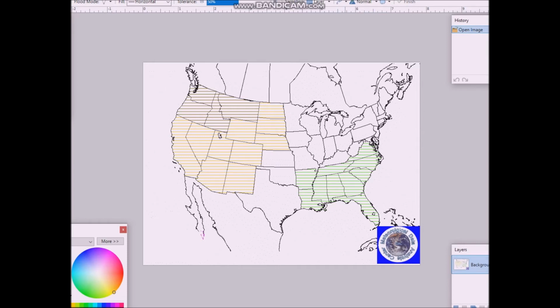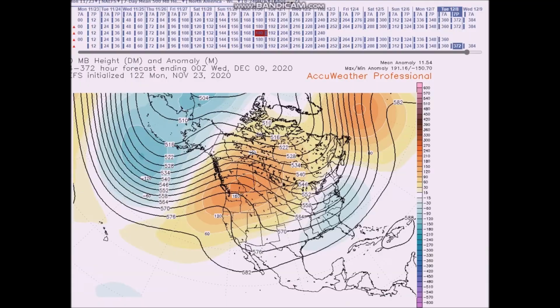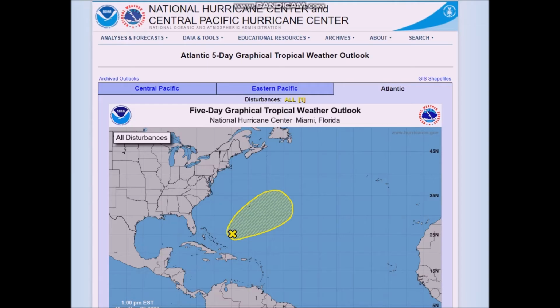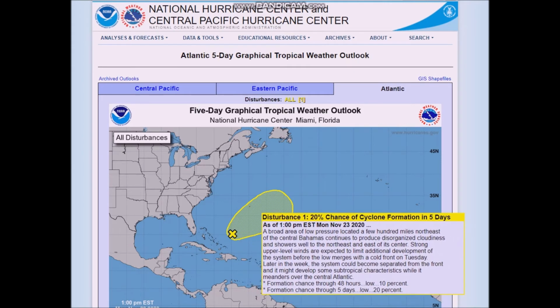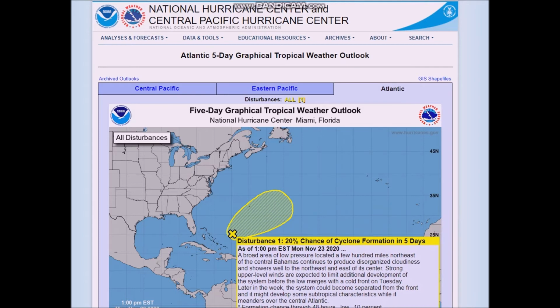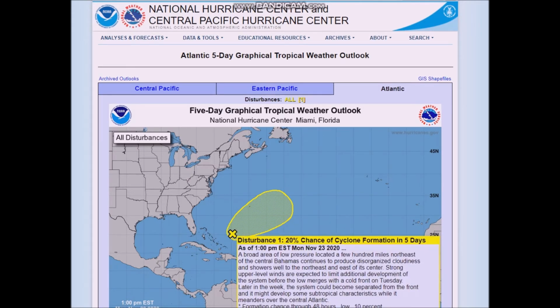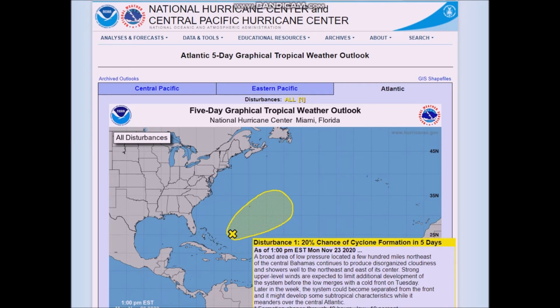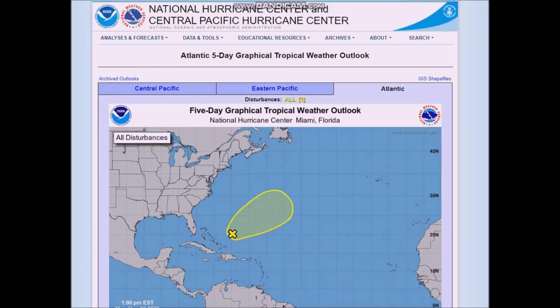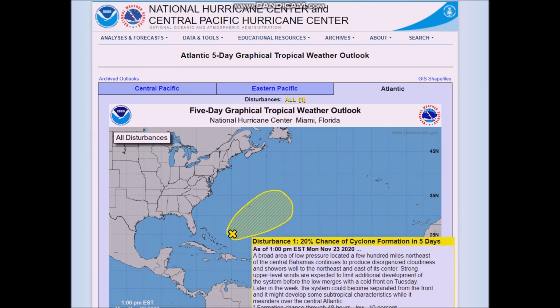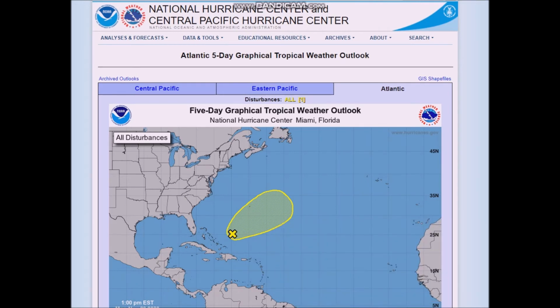Now we're going to look at another thing. The tropics just won't quit. And here's the National Hurricane Center. This is a system they've been watching. It gives a 20% chance over the next 5 days, but it's a real tricky thing. It's supposed to merge with a frontal system and then become unmerged from the frontal system. It could develop some subtropical characteristics as it moves to the northeast, and we'll look at the models with that.